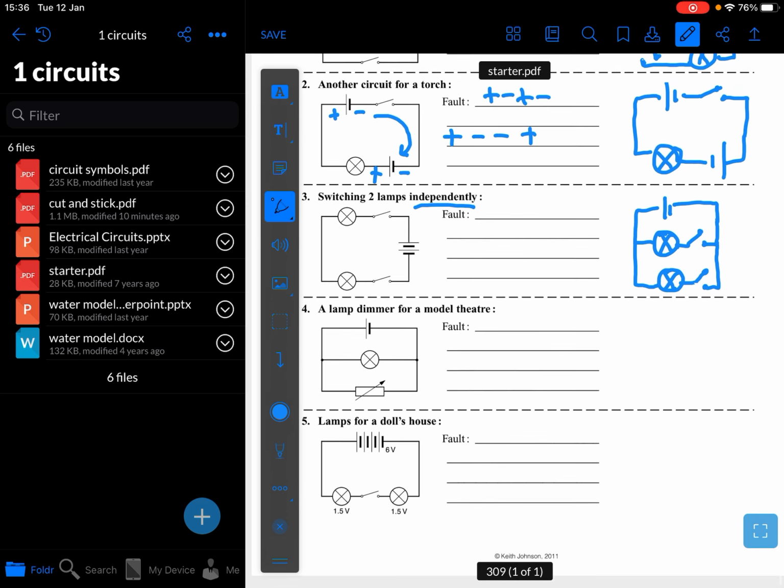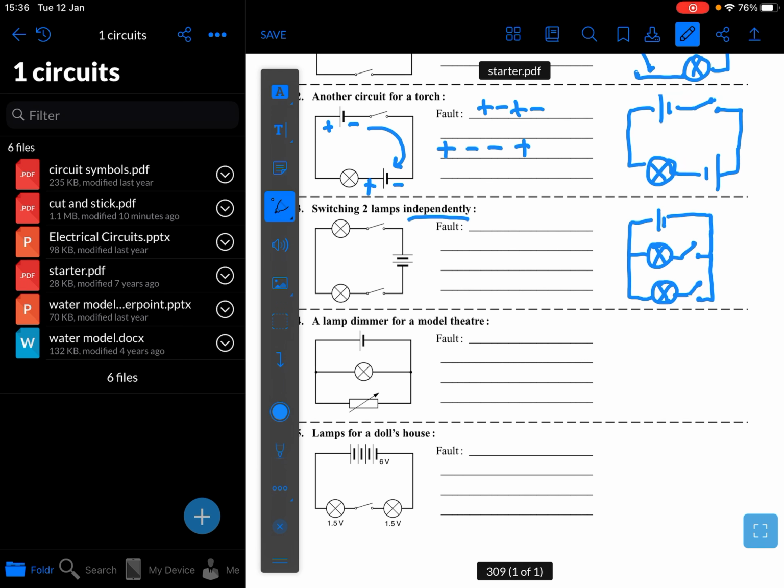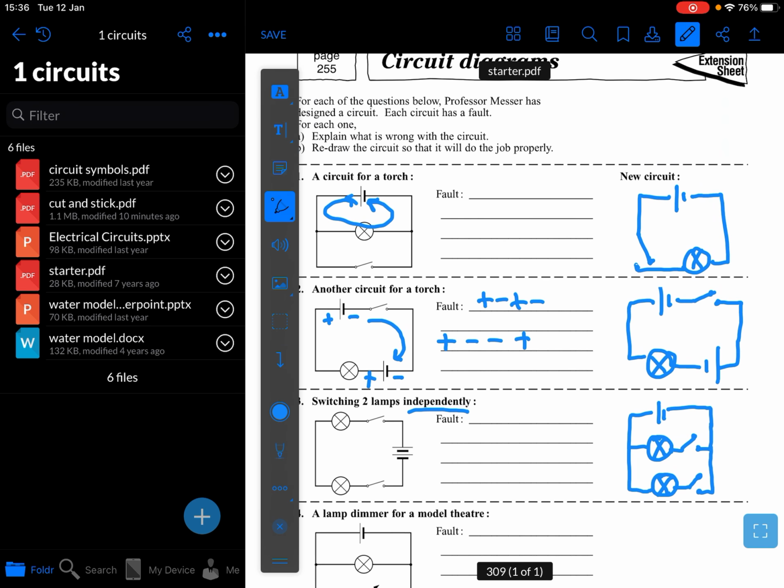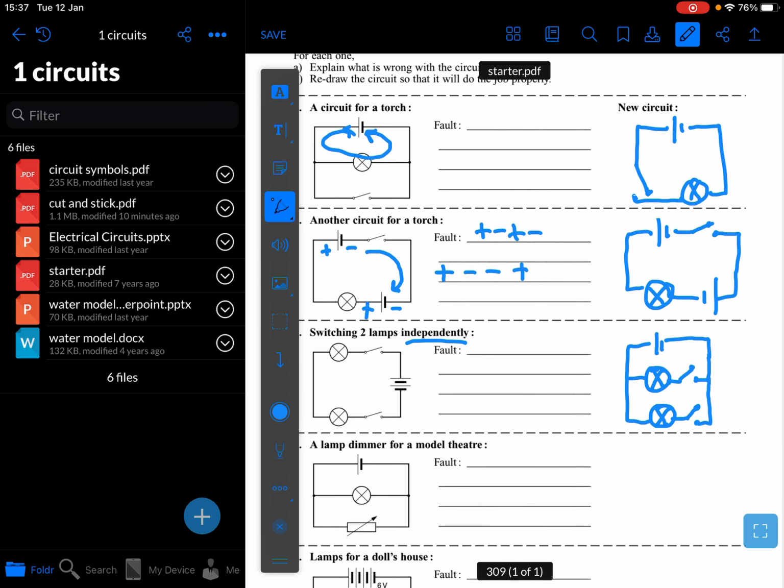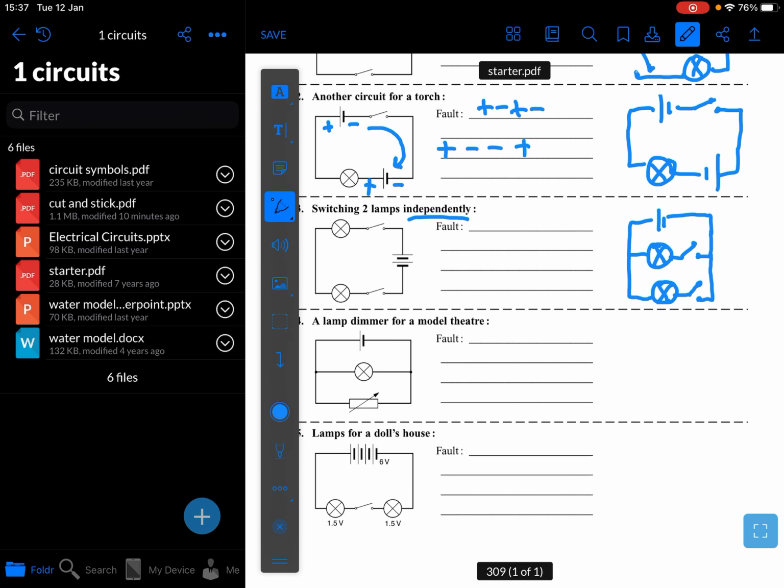Okay, a lamp dimmer for model theatre. This is really the same idea as the top circuit, where they had the switch that wasn't actually in the circuit. Well, here you've got this thing, which if you remember from last lesson, is called a variable resistor. And again, it really needs to be in your circuit if it's going to affect the current. So let's just put it in. Apologies about my dodgy drawing. Hopefully you're happy with what I'm doing. And there you go. Now it'll affect the brightness of your bulb.